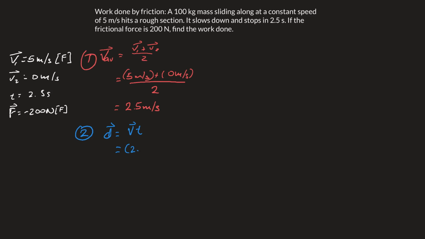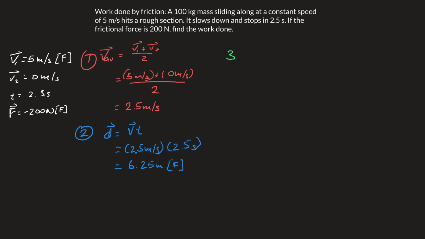And I have 2.5 meters per second. That's in the direction of motion times 2.5 seconds given to us from the question. So that leaves us with a total displacement of 6.25 meters. It's positive, so that's in the forward direction.